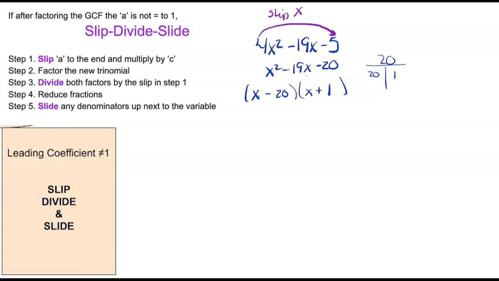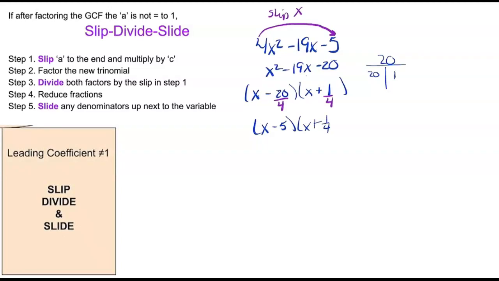Now we need to divide. And when I say divide, we're going to divide by the number we slipped. So we slipped by 4, the number we took across. So we're going to divide the new factors by 4. Next, we want to reduce those fractions. We want to see, can we simplify those out? So 20 divided by 4 would be 5, so x minus 5. And then I have x, 1 divided by 4 is not going to simplify out. That would still be x plus 1/4.